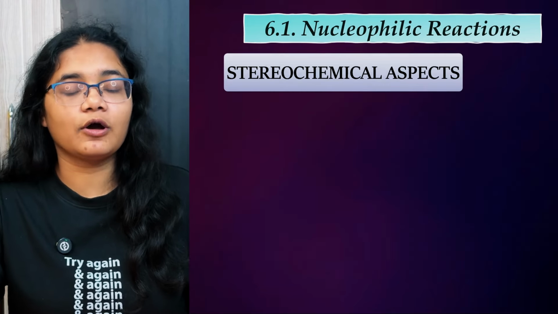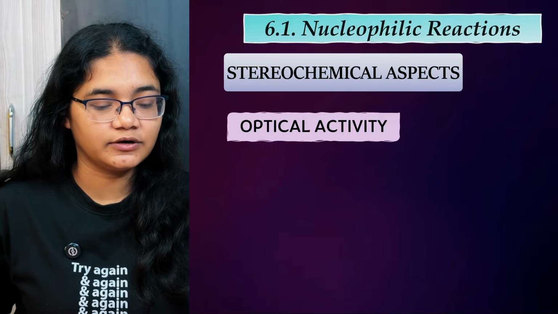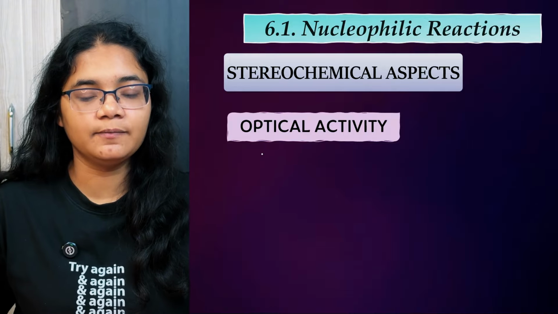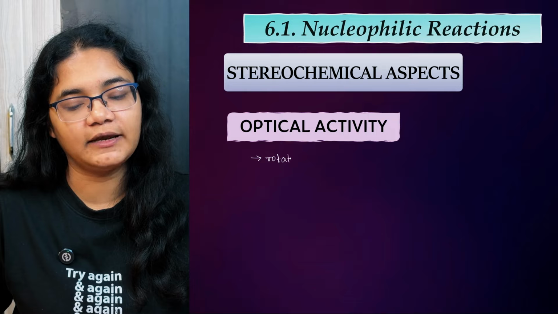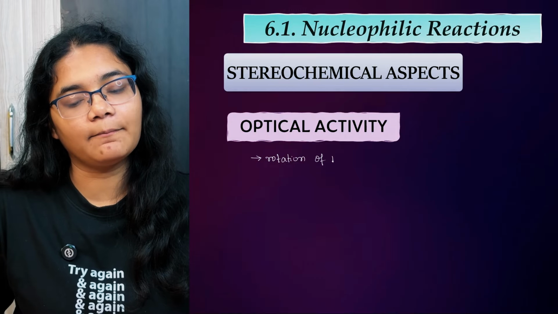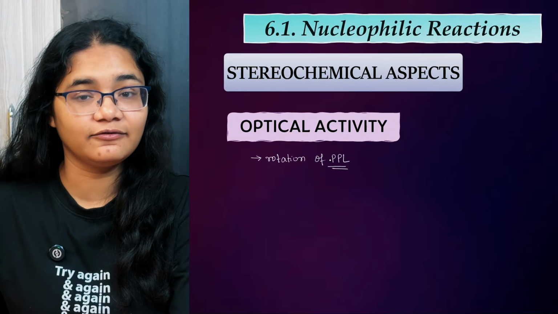Okay, now we'll talk about the stereochemical aspects. For that you should know certain basic information. So what is optical activity? Optical activity is the rotation of plane polarized light. Any compound which is able to rotate the plane polarized light is called an optically active compound.